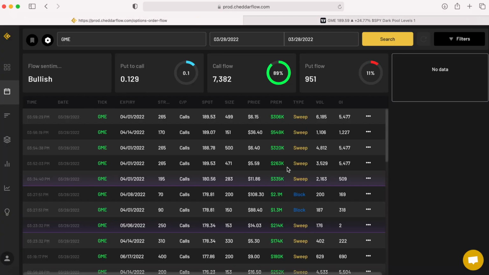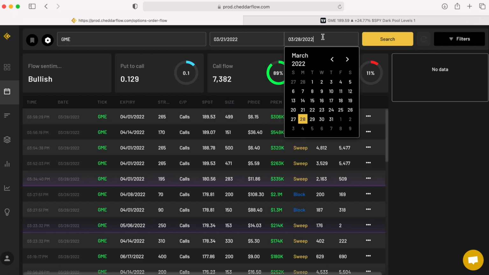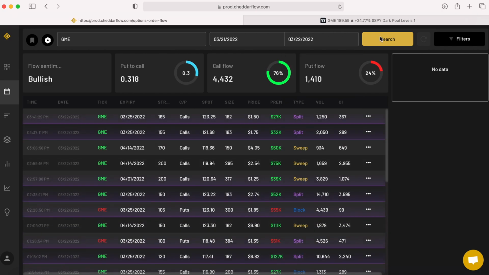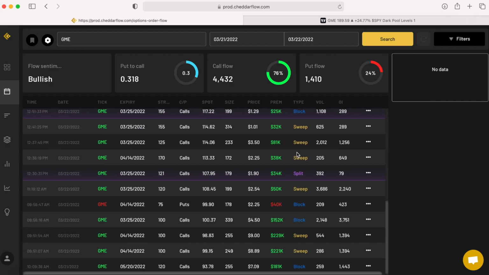But overall, looking at this flow, we can check back to the week prior to this thing exploding and get a sense if there was a lot of call flow that we could learn from for the future, to see if there was anything very unusual that started the trend. So this day, relatively March 21st to 22nd, was the day that this started to get moving, or right before. I mean, we're seeing quite a bit of call flow.